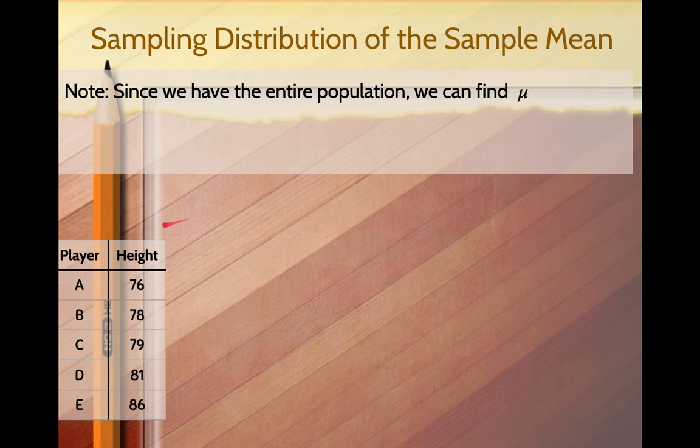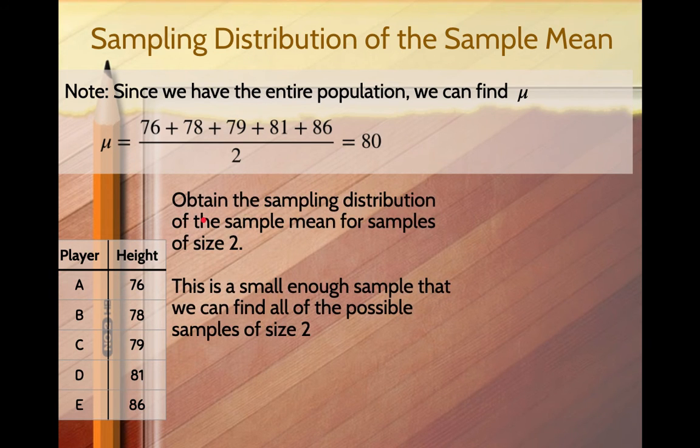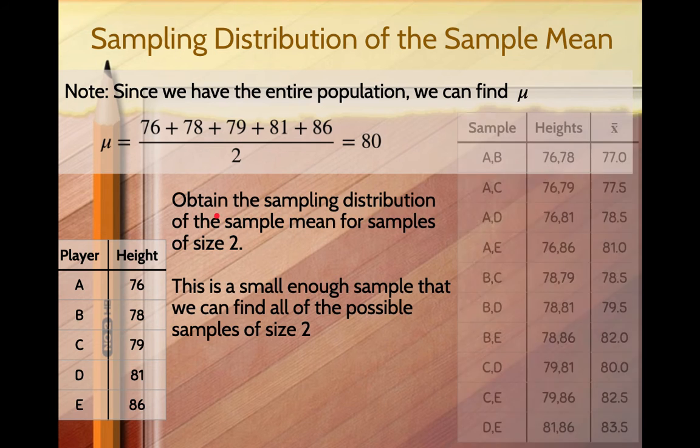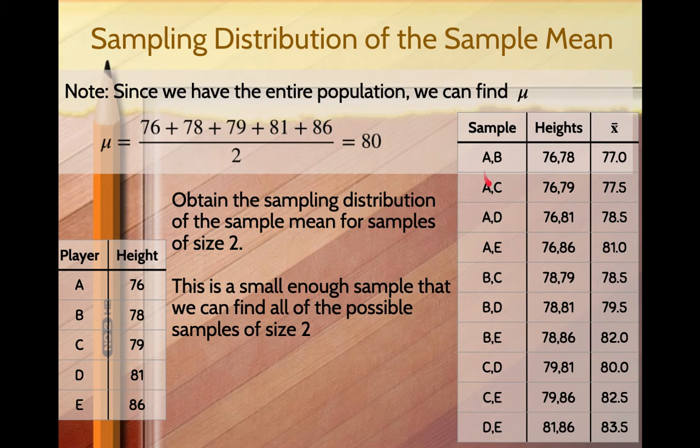Now, this is nice because, again, it's a small population. I can easily find mu, the population mean, which is 80 inches. But now let's look at a sample size of 2. Well, we can list all of the possible samples of 2 people: AB, AC, AD, AE, BC, and so on.